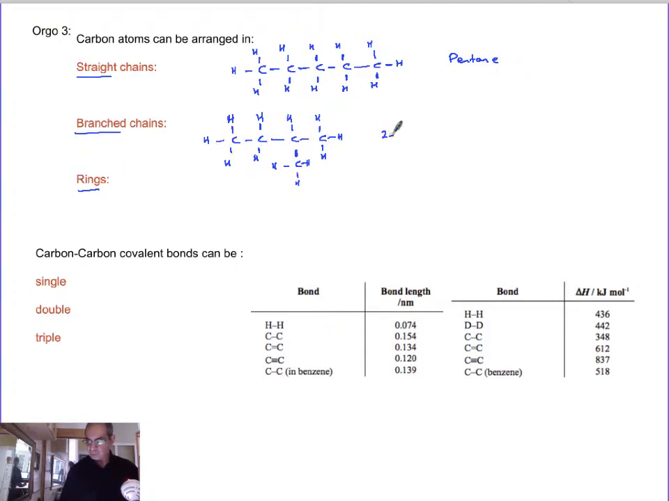This is 2-methylbutane. Also, it can produce rings, and the only ring we really want you to know and concentrate on is the example of benzene, which is C6H6, and it has 6 carbons in a ring-like structure, and there is a double bond, single bond, double bond, single, double, and then each carbon has 1 hydrogen attached to it. So this is an example of a ring structure.